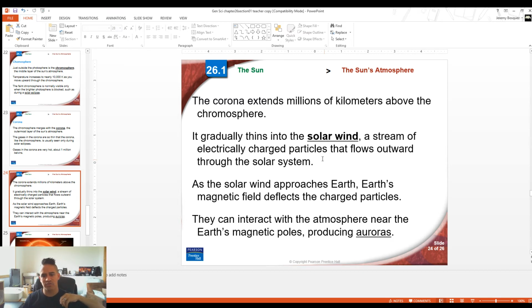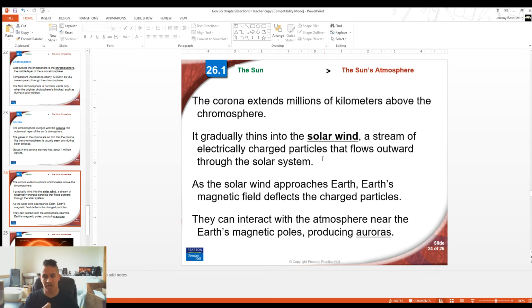And when these charged particles hit Earth's magnetic field, the magnetic field luckily deflects a lot of them back into space. But sometimes they can work their way through our magnetic field and hit the surface of our atmosphere. And when that happens, these particles energize the gases in our atmosphere, and when those gases get energized, they give off light. And this is why the northern lights happen. This is why the southern lights happen, or the auroras, as we call them.